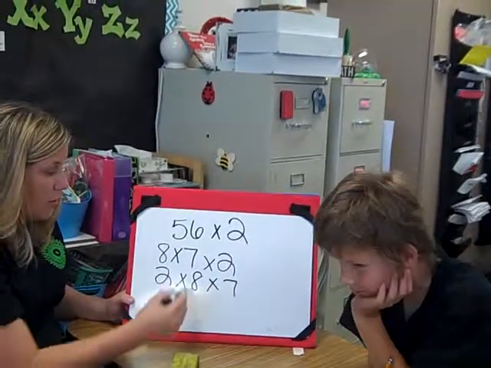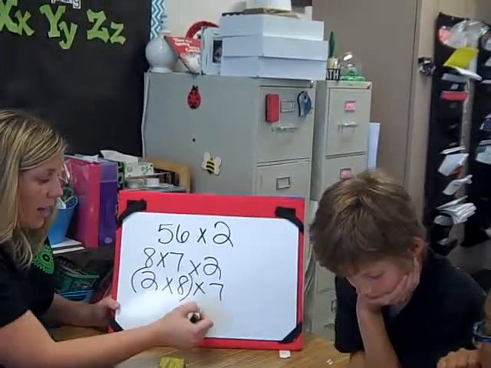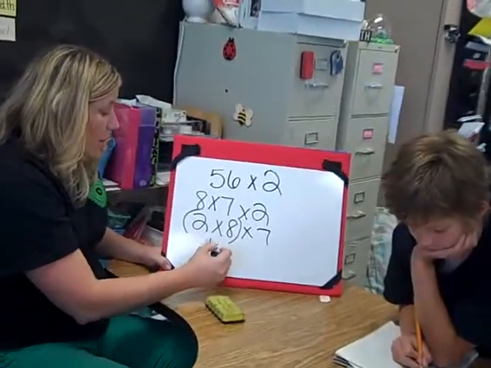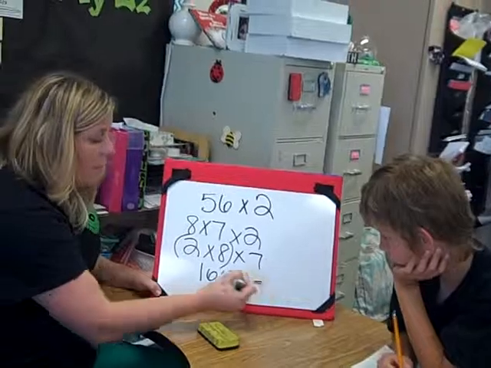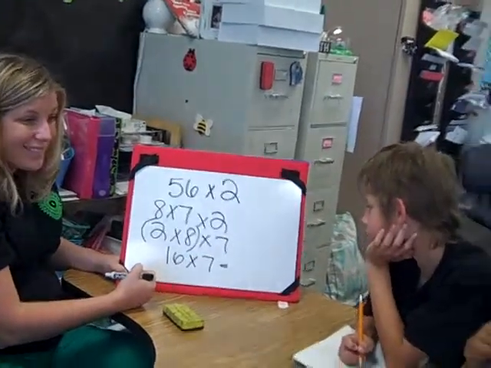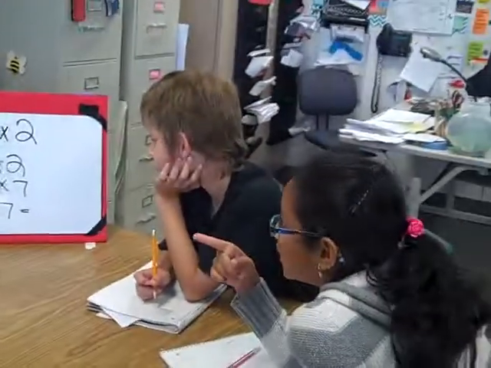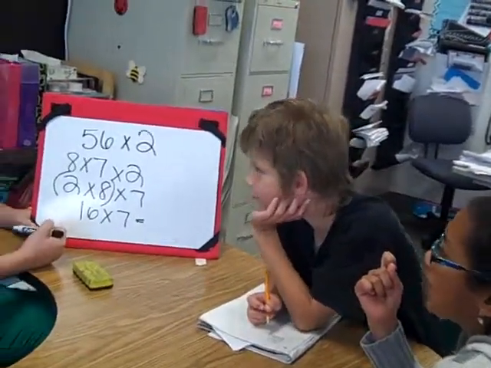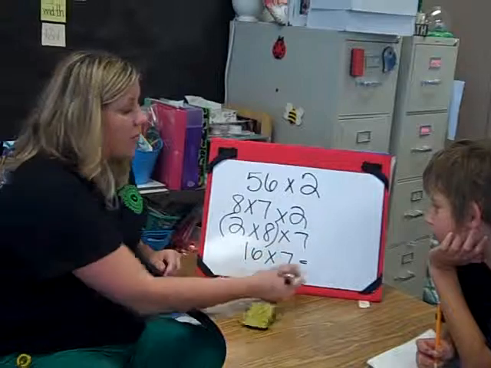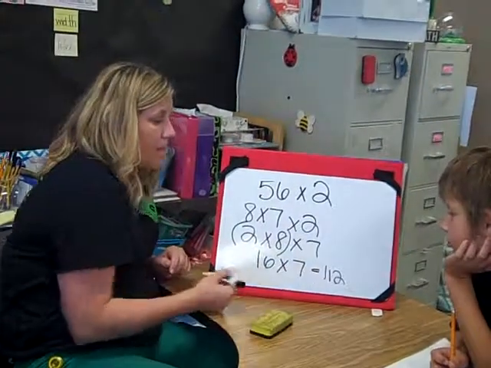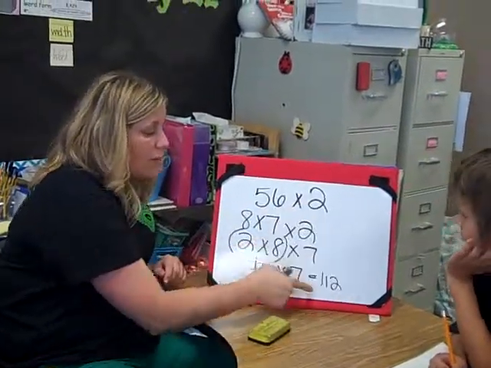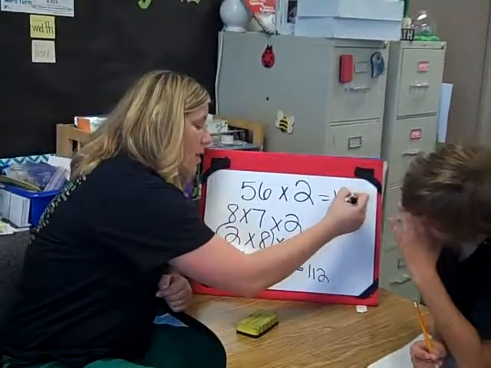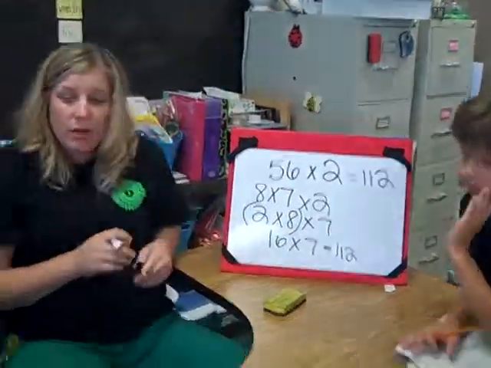Okay. So could I do 2 times 8? What would be 2 times 8? 16. Times 7 equals what? 112. Would 56 times 2 equal 112? Yes. Yes, very good. Okay, nice job. Go back and get ready to go to specials.